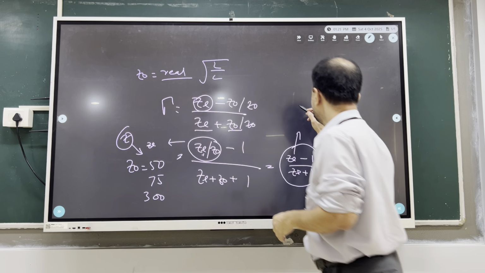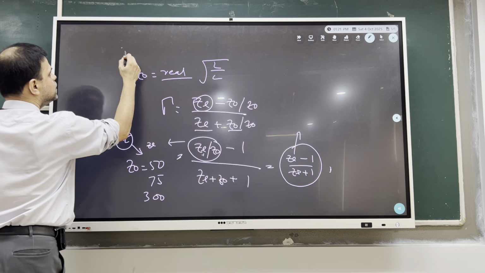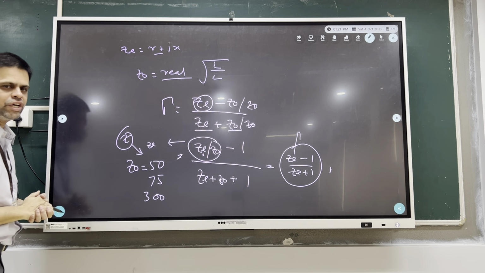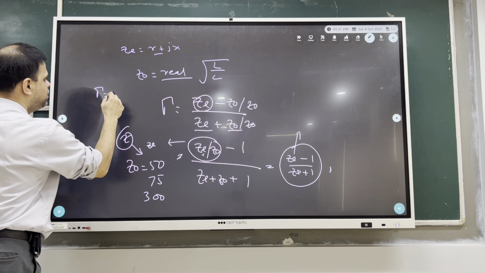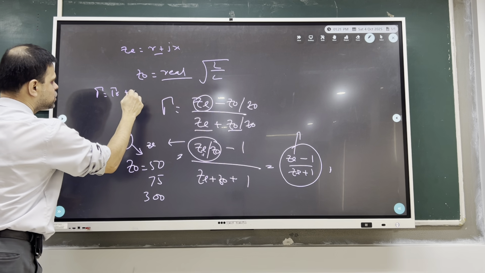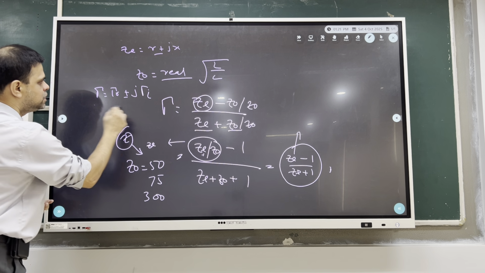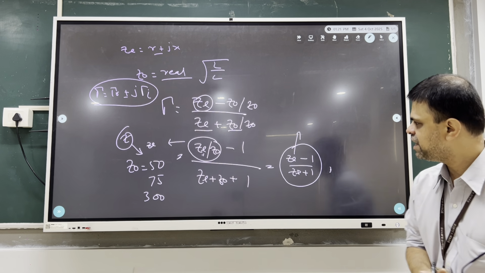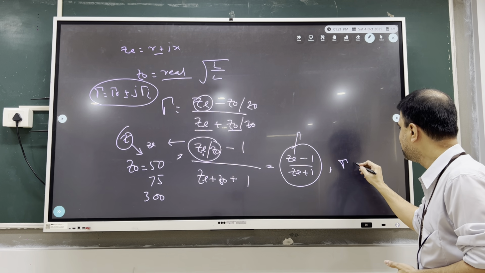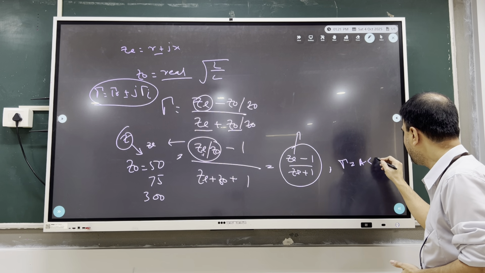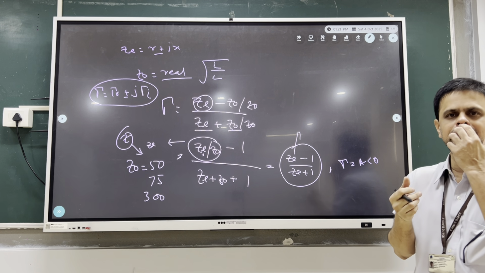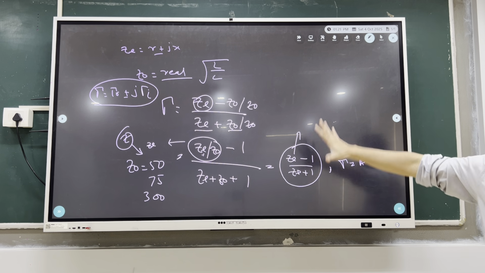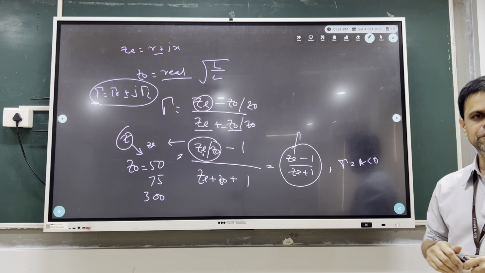And just write again, ZL is equal to R plus or minus jX. So gamma will be equal to gamma R plus or minus j gamma I. So this is the nature of the reflection coefficient, and because of that, gamma will have some magnitude and angle. So gamma also can be expressed in magnitude and angle. That is the reflection coefficient.